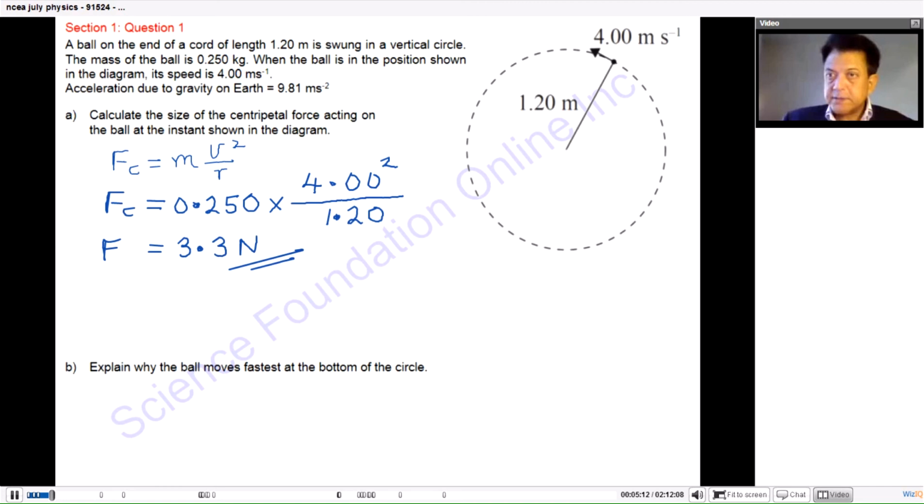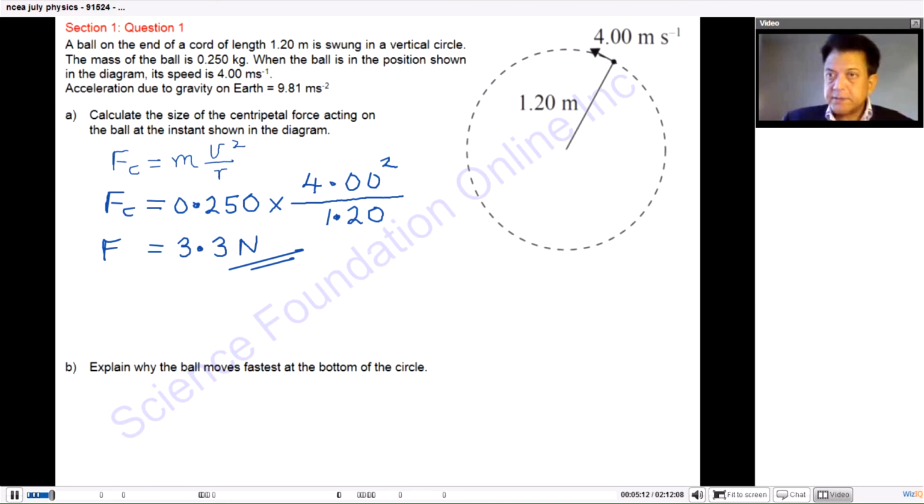So it will be traveling slowest at the top, and when it comes down the other way, gravitational potential energy decreases as it gets converted to a gain in kinetic energy, and therefore the speed of the object will be greatest at the bottom. So I would simply explain it like this. Very straightforward explanation. Gravitational potential energy is greatest when at the top of the circle.